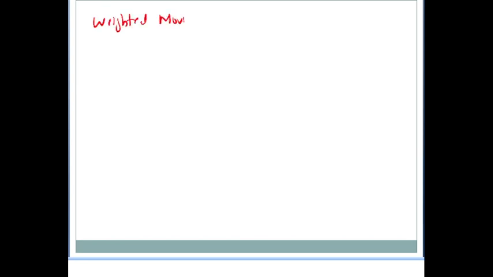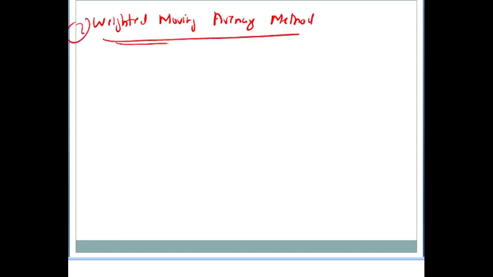Weighted moving average method. What will happen in case of weighted moving average method?